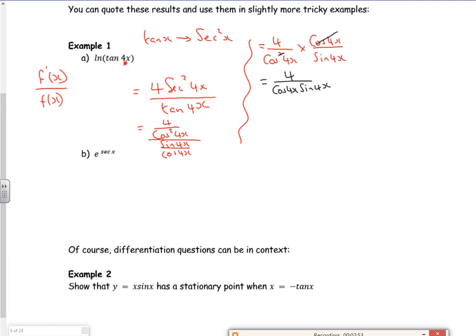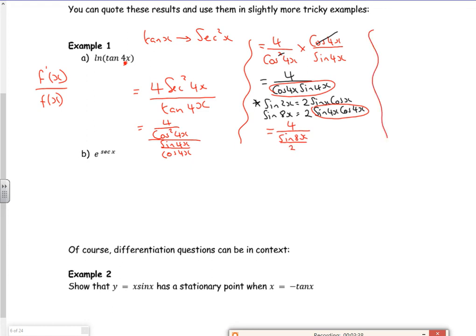Now then, they might ask you to put it in terms of a double angle. Now we know that sine of 2x is 2 sine x cos x. So sine of 8x will be 2 sine 4x cos 4x. If you compare that, they're the same. So that bottom line is really sine 8x over 2. So my differential becomes 4 over sine 8x all over 2, which is 8 over sine 8x. Or even if I use the fact that cosec is 1 over sine, it's 8 cosec 8x. There, that's quite nice, to rearrange it so much.